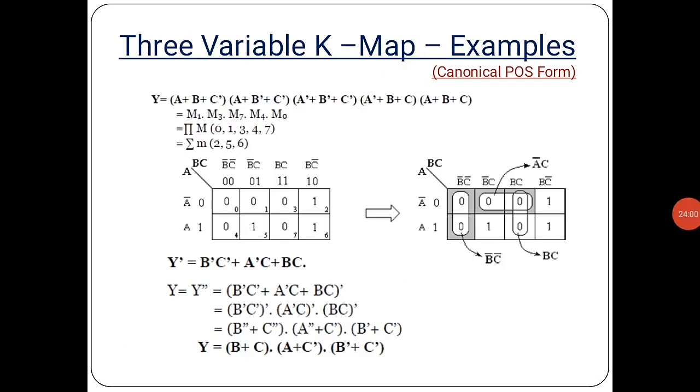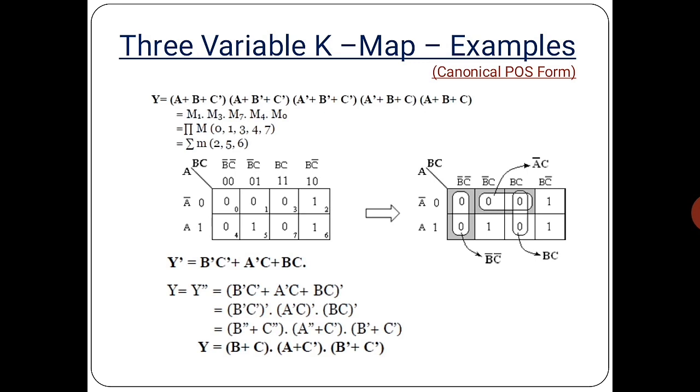So now we can go for the 3 variable Karnaugh map examples. We have the same concept here, and it is a 3 variable canonical POS form, A plus B plus C bar, which has max terms. Now we can see the max term values: M0, M1, M3, M4 and M7. We are going to fill the particular max term cells with zeros.